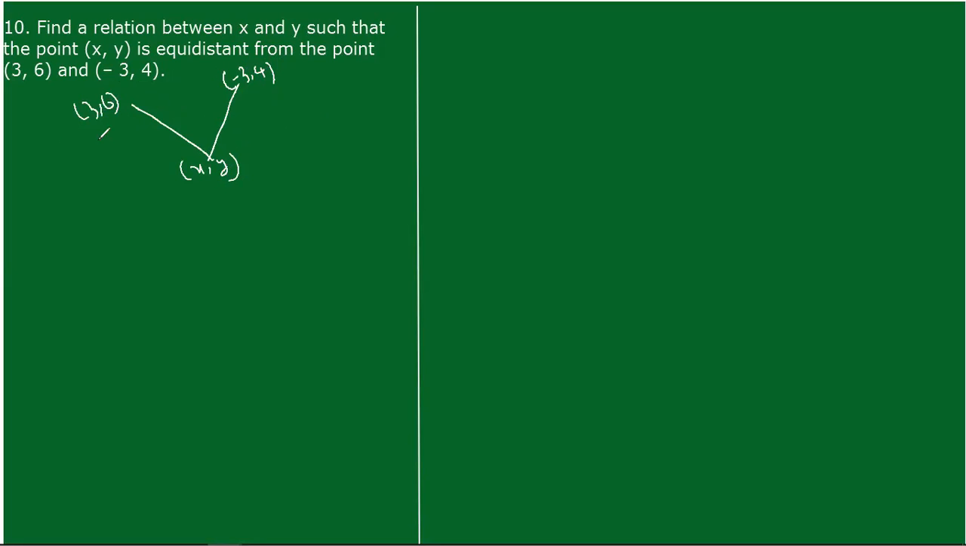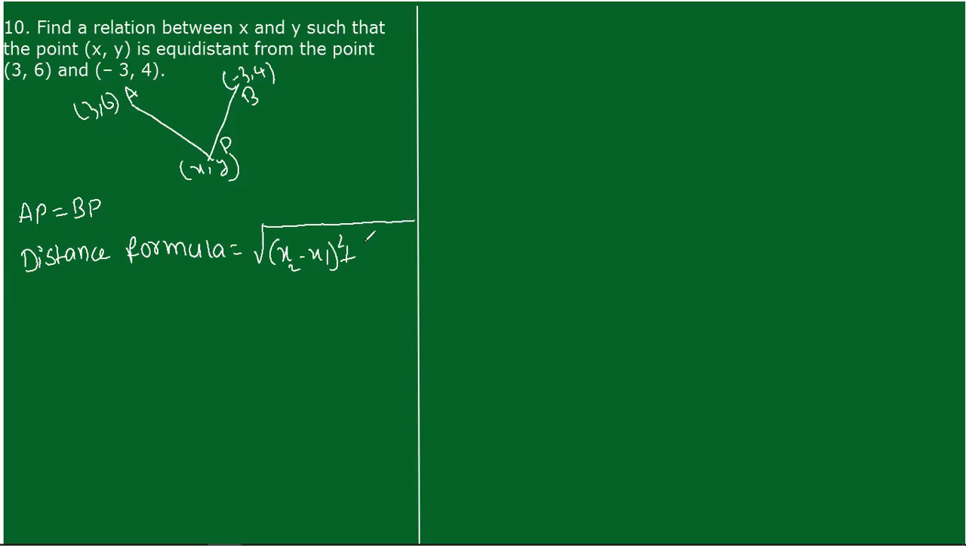So here we'll give names. This is A, this is B, this is P. Now we can write AP is equal to BP, right? Now we have to apply the distance formula. The distance is the square root of (x2 minus x1) whole square plus (y2 minus y1) whole square.